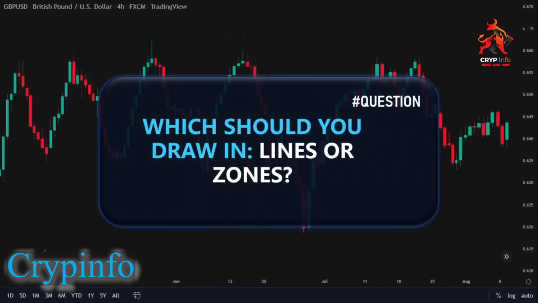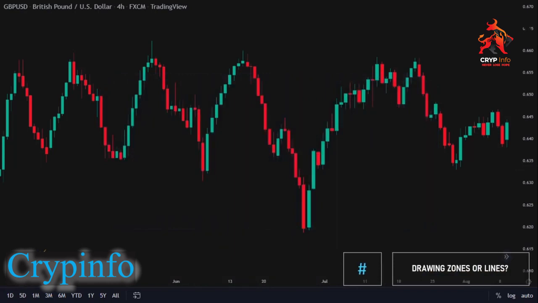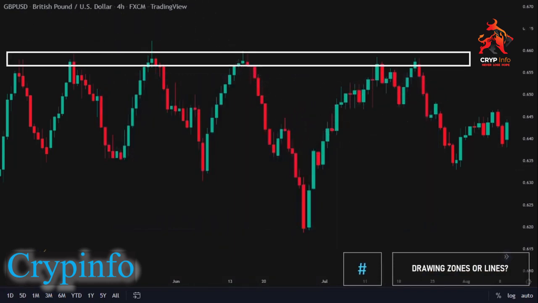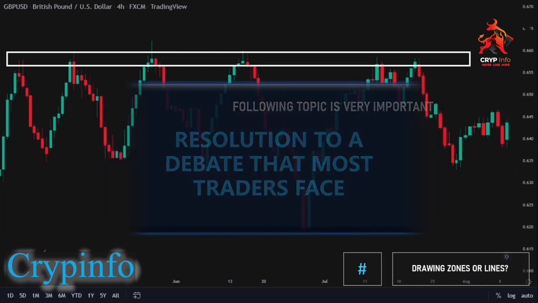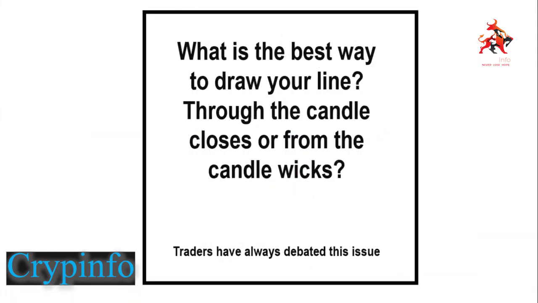So, another question we always get asked is, how do you know when to draw in lines or zones? And which one do you prefer? So, here is the pound dollar. As you can see along the top, we have this level of resistance. The topic that we're about to explain to you also helps solve another debate that most traders have, which is, what is the best way to draw your line? Through the candle closes or from the candle wicks?